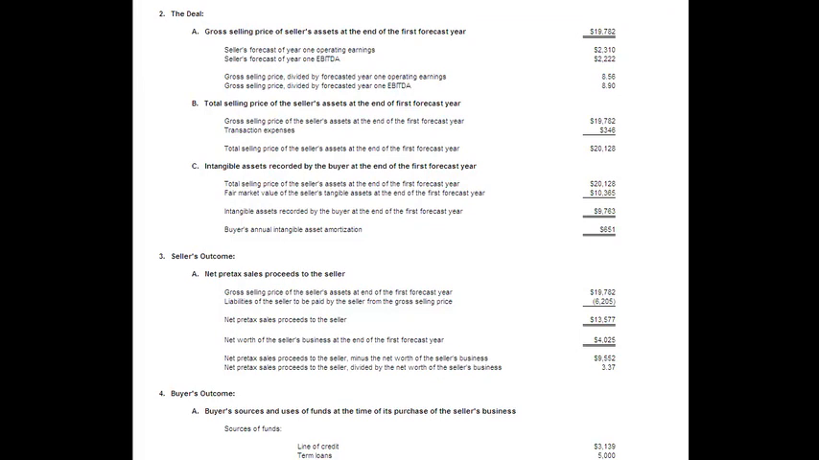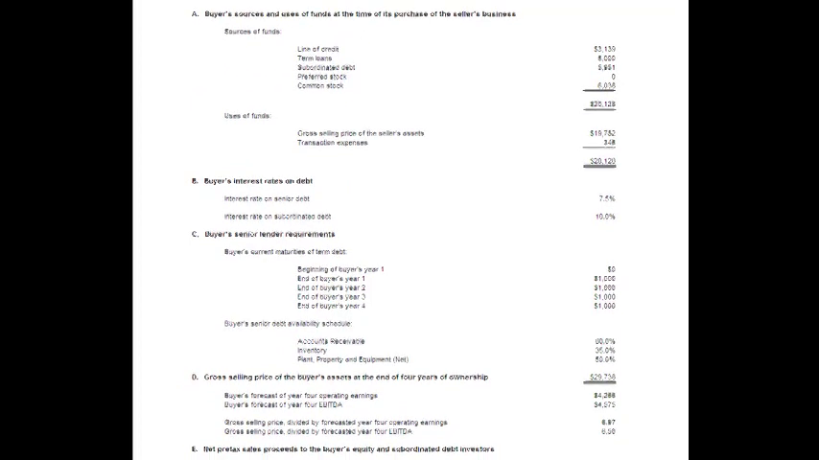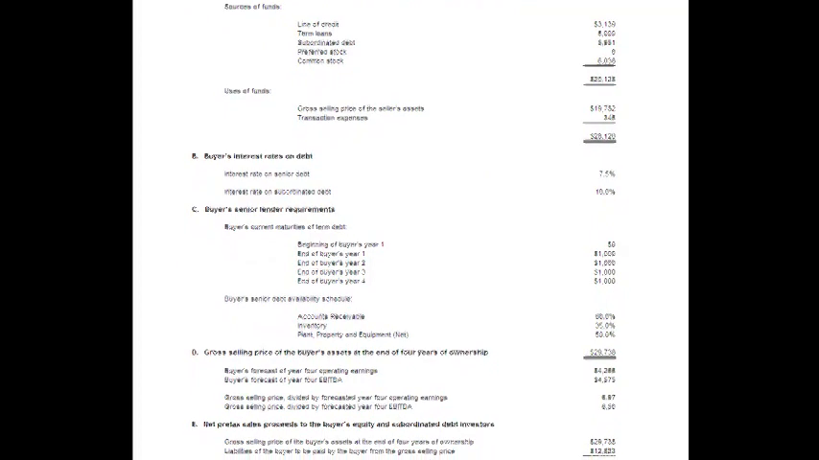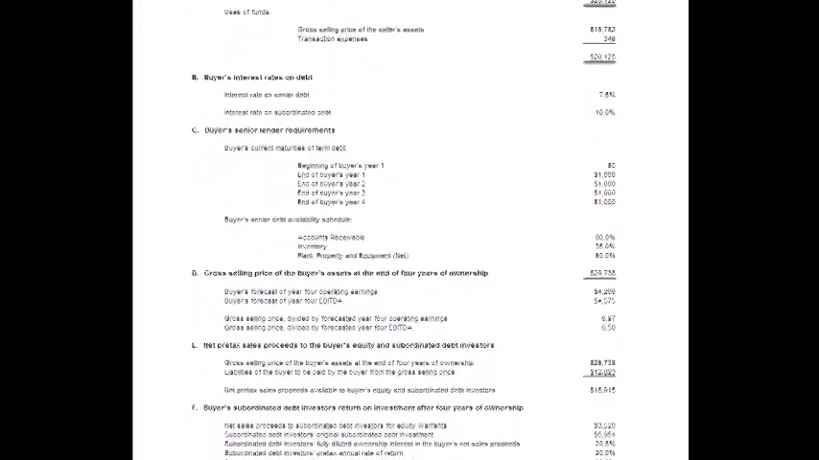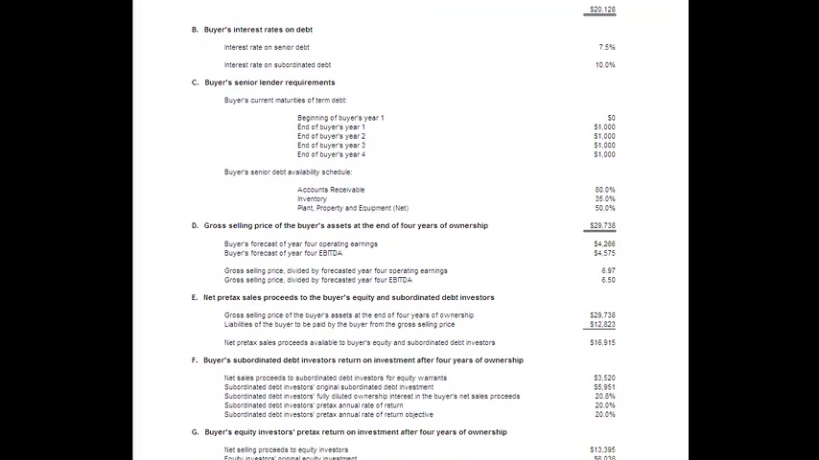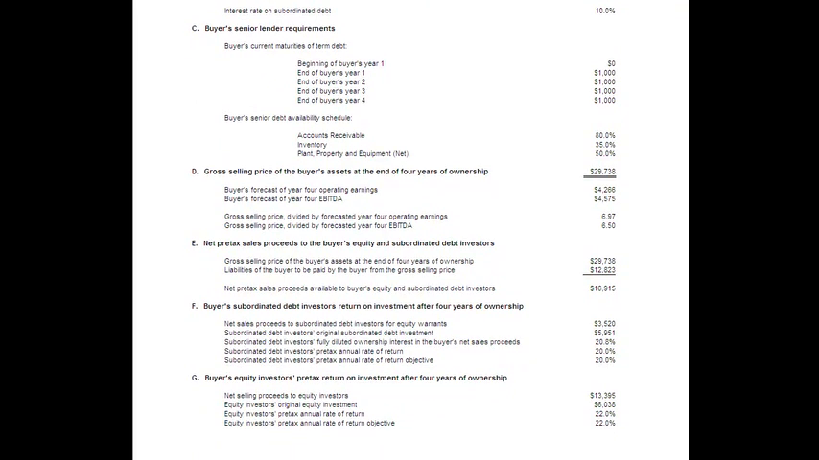Section 3 shows the seller's outcome in terms of his net pre-tax proceeds and those proceeds compared to the net worth of the business at the time of sale. Section 4 depicts the buyer's outcome, including the sources and uses of funds to accomplish the purchase, borrowing rates and debt repayment terms, loan advance rates on accounts receivable, inventory, and fixed assets, the valuation of the business 4 years hence, and the annual pre-tax rates of return achieved by the providers of equity and subordinated debt as compared with their target rates of return.